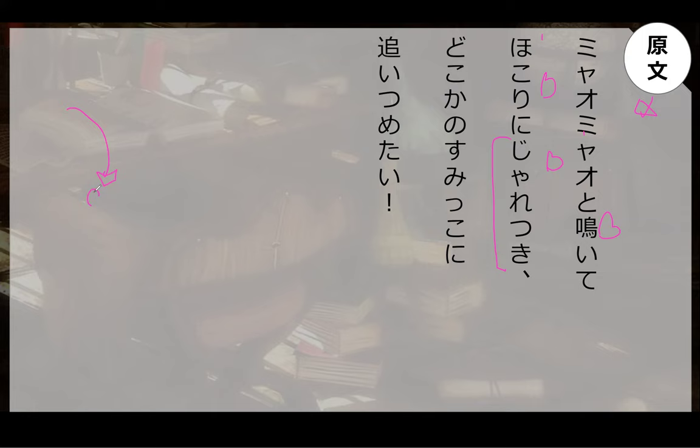どこかのすみこに。What is this? どこかのすみ。どこか? Somewhere. はい。どこかのすみこ。The nook of some nook, ni. Oitsumetai. I want to chase it towards some corner. I want to chase it towards some corner, to play with it. Hokori ni jaretsuki. Perfect.